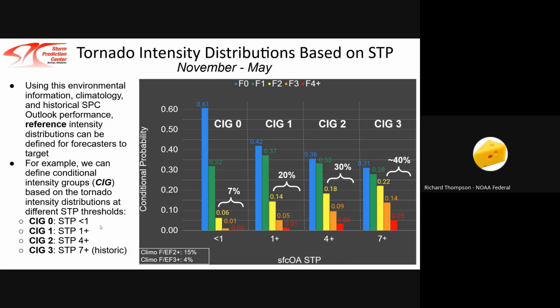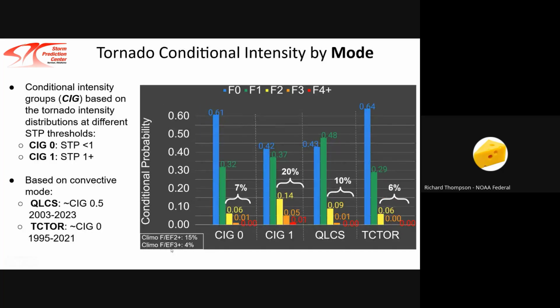So this is one way we described it. We use the storm environment as described by STP to give us this no hatching, single hatch, double hatch, and triple hatch. Now we do consider storm mode in there also.